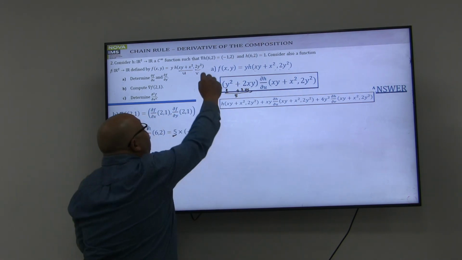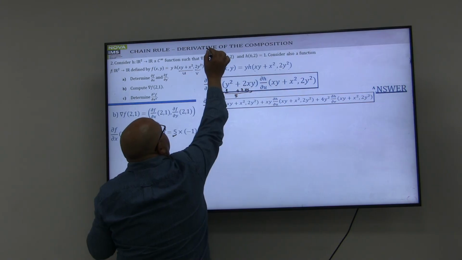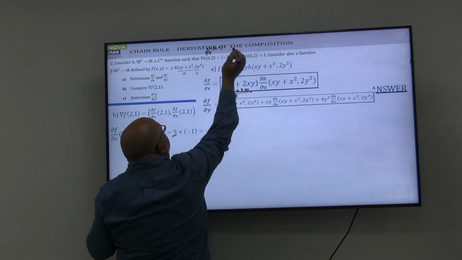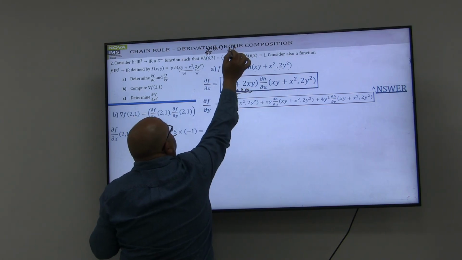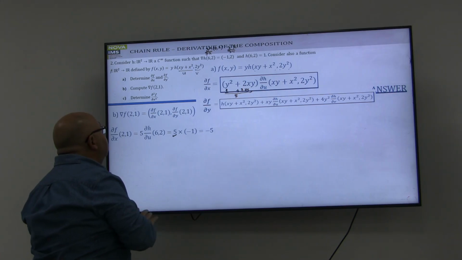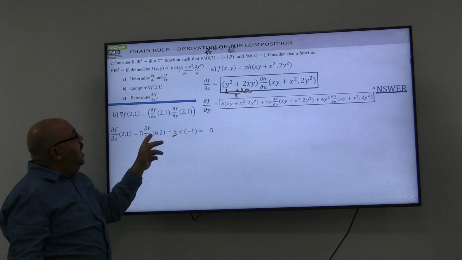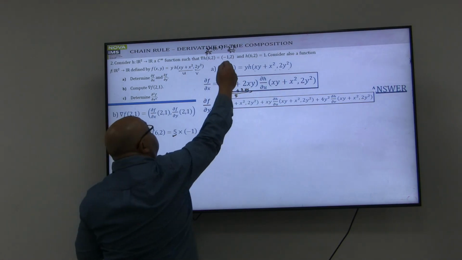The given, the gradient vector, it means partial h, partial x at 6 and 2. And also partial h, partial y at the indicated point. In this case, I can substitute. So instead of having partial h, partial u, I can use the value which is negative 1.